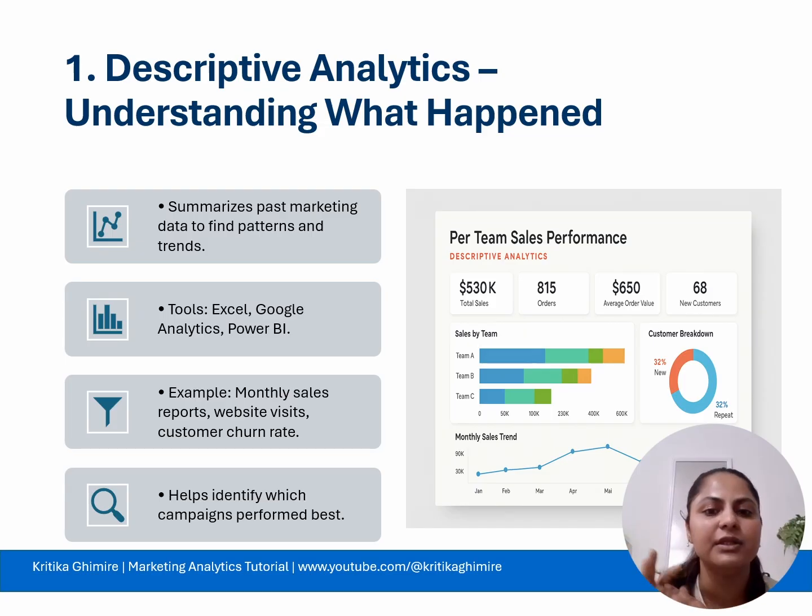So imagine Starbucks reviewing all its store items data from last month. Descriptive analytics shows which drinks sold most, which city had the highest sales, and what days customers visited the most. It doesn't tell you why something happened, but it gives you the full picture of what actually happened. Tools like Excel, Power BI, and Google Analytics help create summaries such as charts, dashboards, and reports. These visuals tell a story at a glance, like whether your marketing campaign is performing well or needs some improvement.